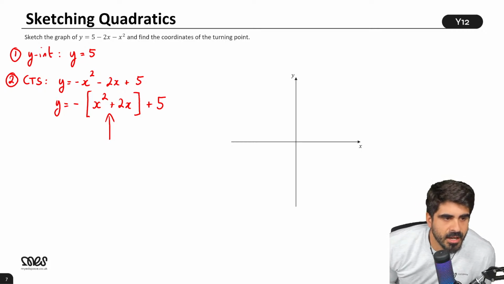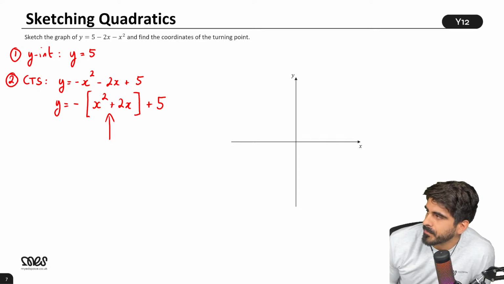Ishan's going minus with... okay, I think you've done the final answer. Just what's inside the square bracket. Bracket.